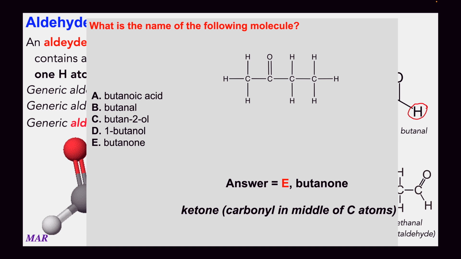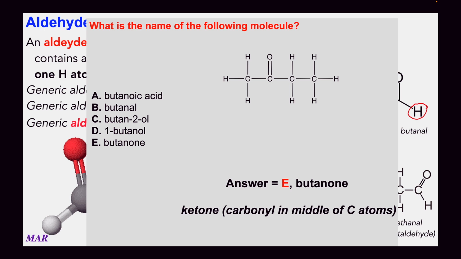So the answer for this molecule would be butanone. If it was butanal, it would have a carbon-oxygen double bond on the end carbon, and there would be a single hydrogen connected to it. But this carbonyl has carbons on both sides. It's a ketone.